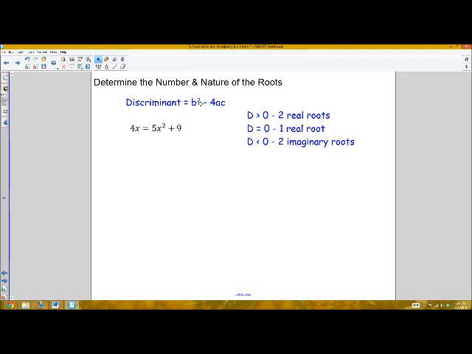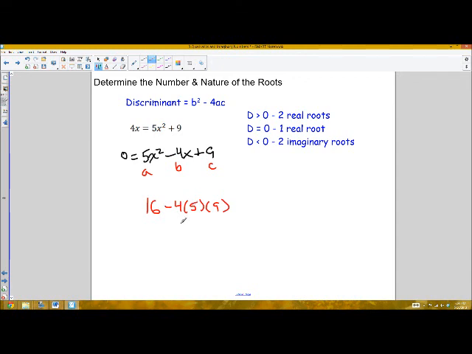Well, in order to read off the discriminant, I need to first get this into standard form. So I'm going to turn on my pen, and I'm going to get this into standard form, which is bringing all my variables to one side. So 0 equals 5x squared minus 4x plus 9. So now I can read off each of my coefficients. a is the one in front of the x squared, b is in front of the x, and c is the constant term. So b squared would be negative 4 squared, which is 16, minus 4 times a, which is 5, times c, which is 9.